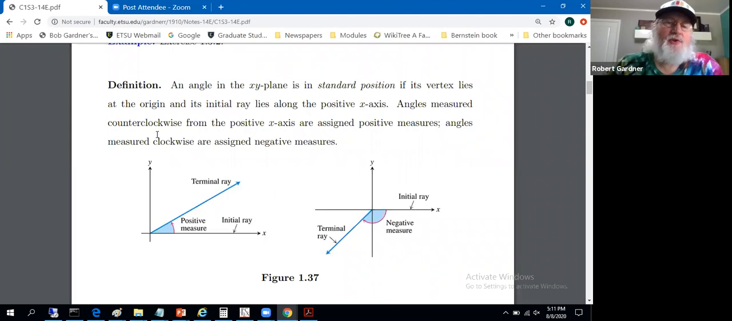They say angles measured counterclockwise from the positive axis are assigned positive measures, and angles measured clockwise are assigned negative measures. So positive measure angles will go counterclockwise. You should be used to this from your pre-calculus and high school experience. Angles measured in the clockwise direction are considered negative measure angles. But standard position has vertex at the origin, initial ray of the angle along the positive x-axis, and then the terminal ray lies where it may.